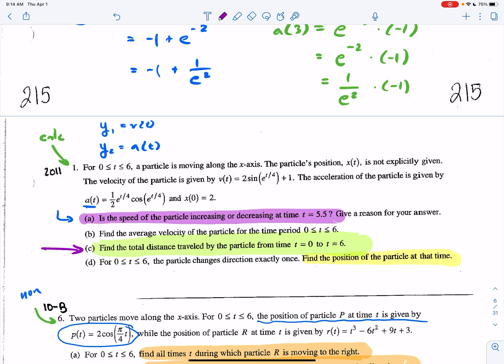Very simple to do. This is a calculator active question, right? So what we want to do here, before we use our calculator, is integrate the speed, which is the absolute value of v of t, which in this case is y1. And we're going to go from 0 to 6 because that's what it's asking us to do. And then it's a simple plug and chug. Now, I assume that your y1 is already programmed to v of t, okay?